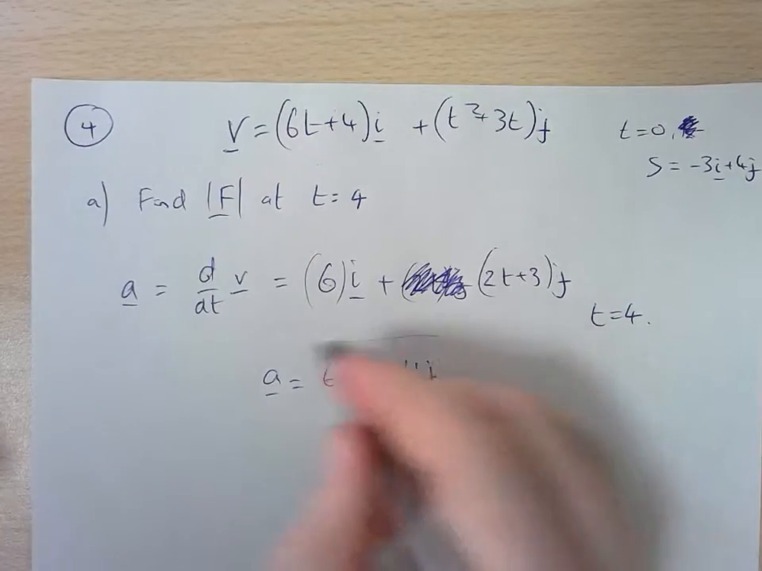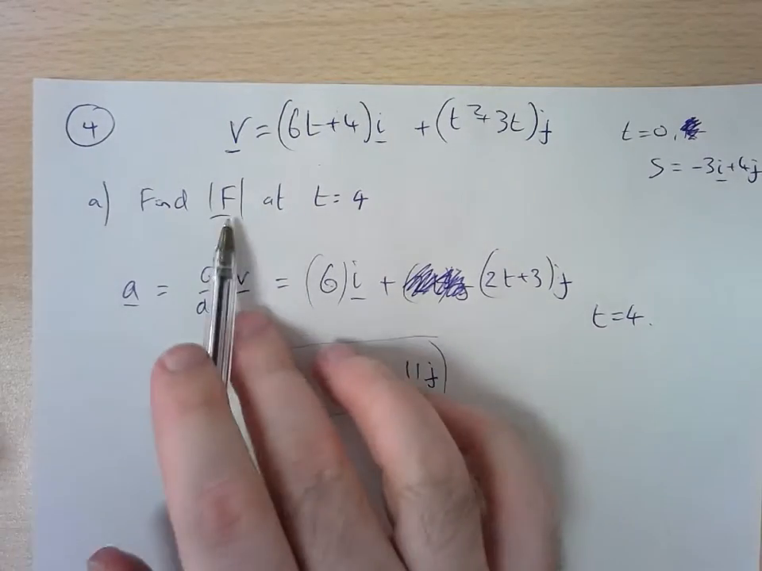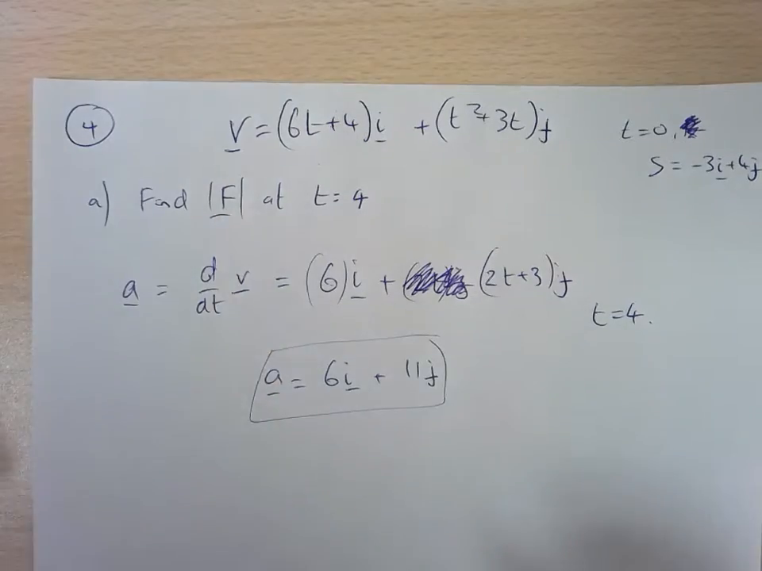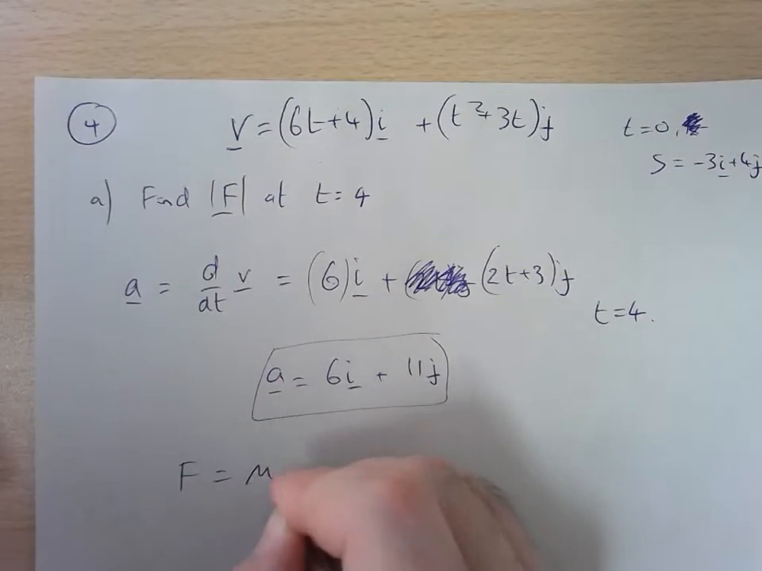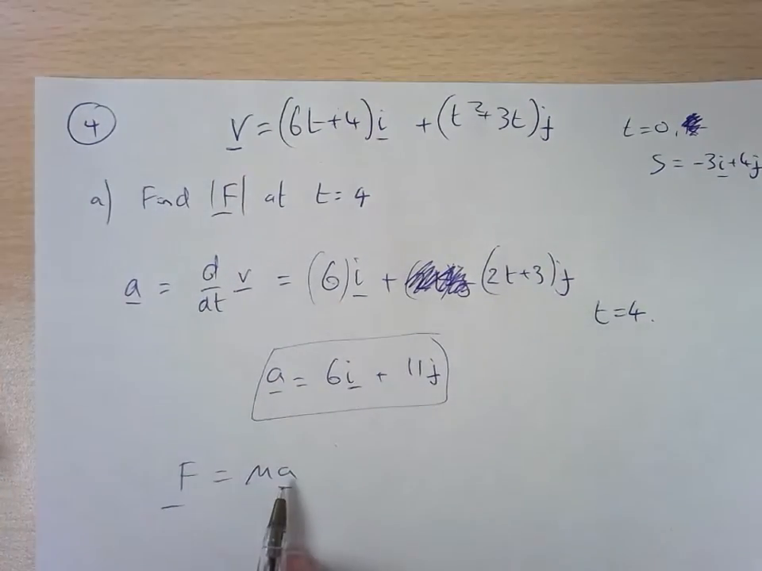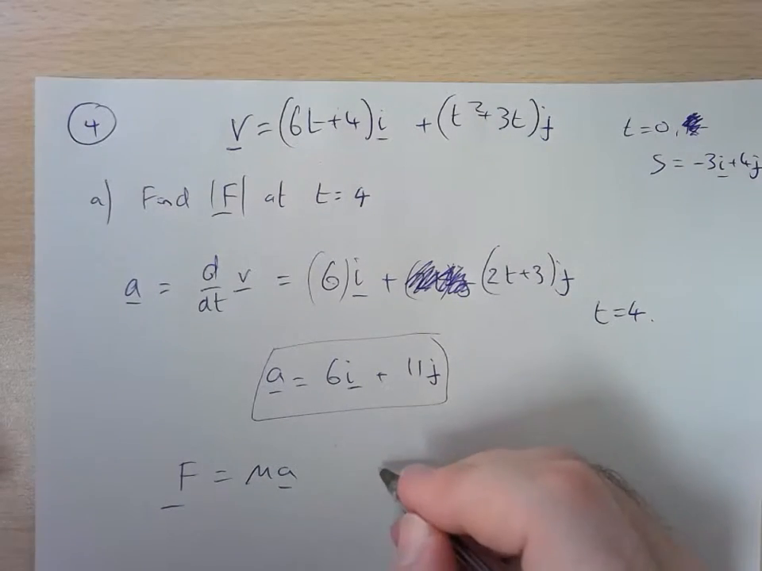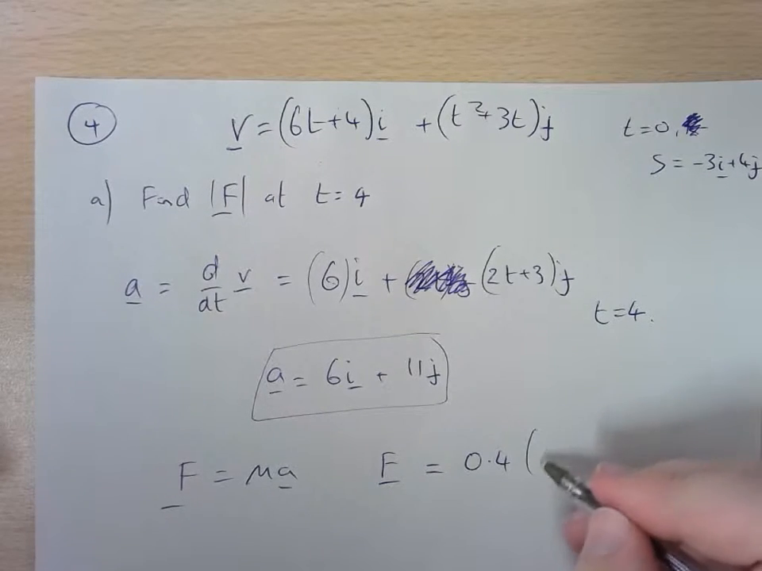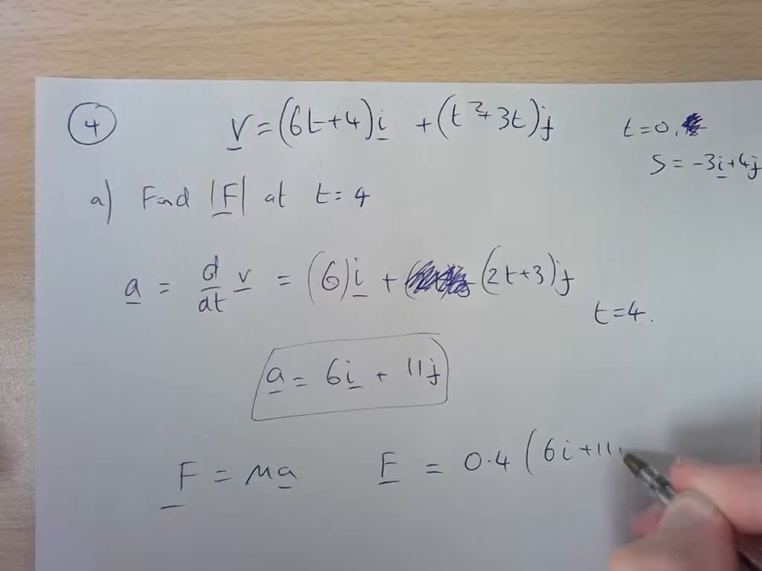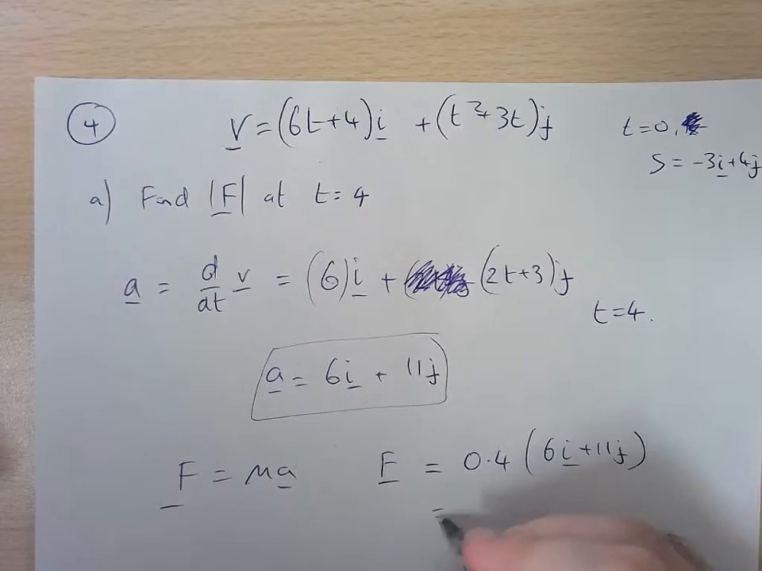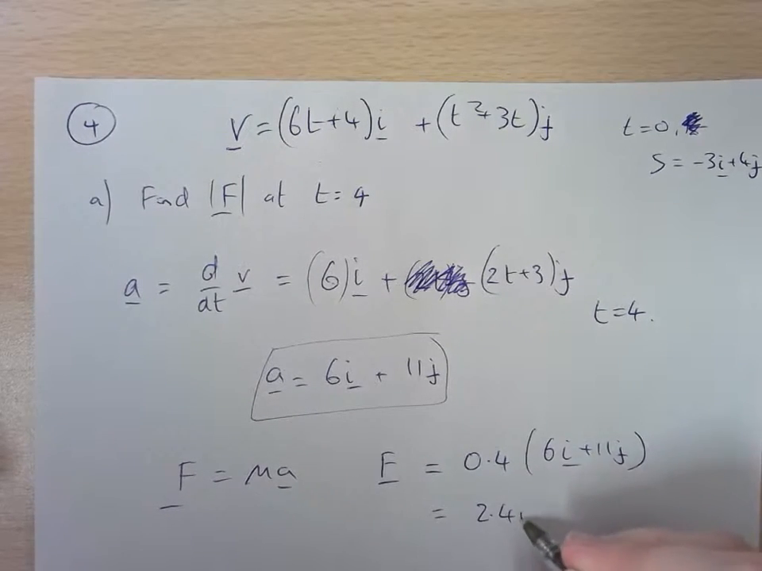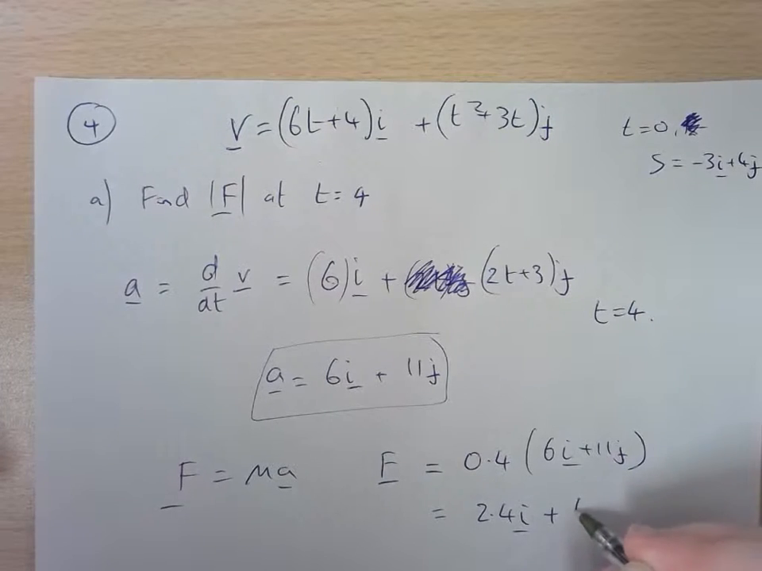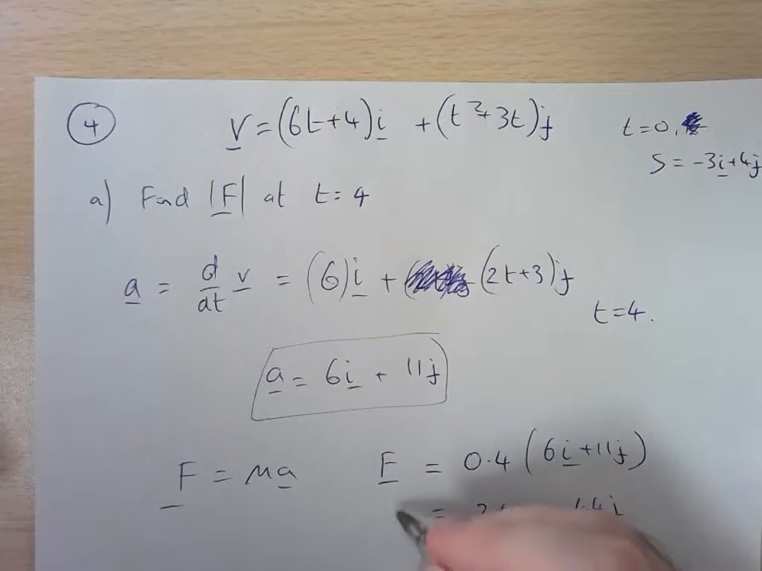So this is acceleration, and we're asked to find the force, or the size of the force. So we're going to use F equals ma, where F and a are vectors, and mass we're given in the question is 0.4. So this tells us that our force equals 0.4 times our acceleration, which is 6i plus 11j. Multiplying out the brackets, we get 2.4i plus 4.4j as our force.